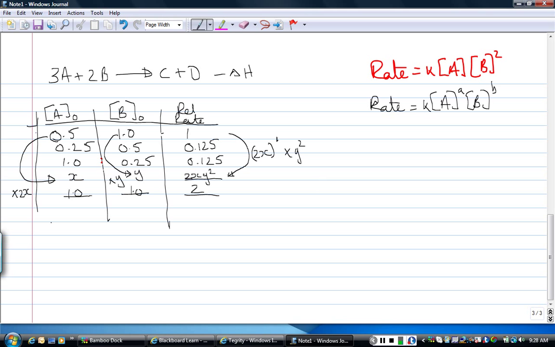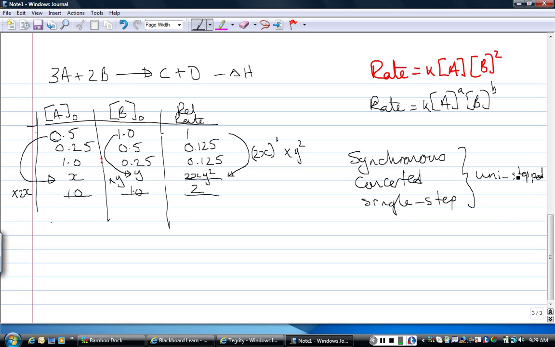So, in fact, what I'd probably ask you is, is this reaction synchronous? A reaction that is synchronous, or concerted, these all have the same meaning, or single-stepped, right? These are reactions that obviously occur in one step. So if the reaction is synchronous or concerted or single-step, it means it's a uni-step reaction, right? They occur in one step. Well, the answer to this question is no.